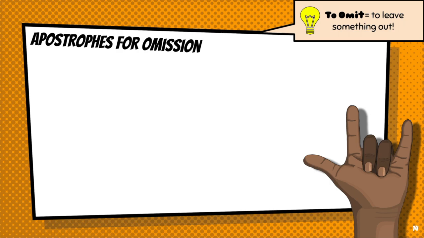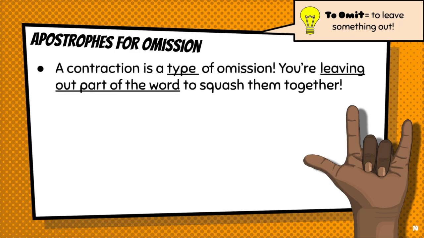Moving on, let's have a look at apostrophes for omission. So omission, to omit something means to leave something out. So it's exactly what it sounds like in this situation. A contraction is actually a type of omission because you're leaving out part of the word when you squash them together. Like when we talked about she is, we're taking away the I. We're omitting the I there. We're taking it away. We're leaving it out.